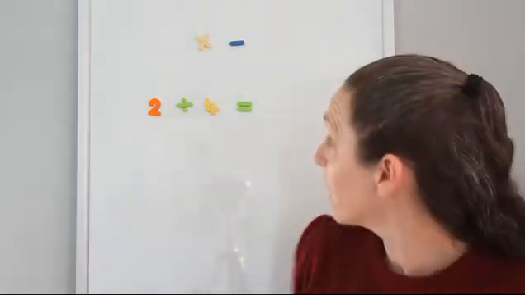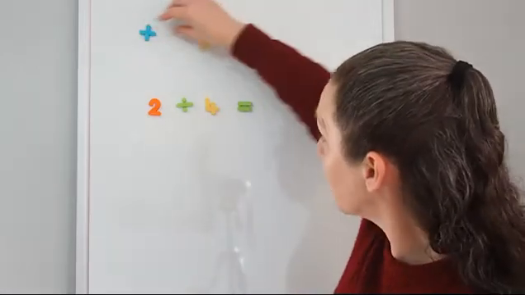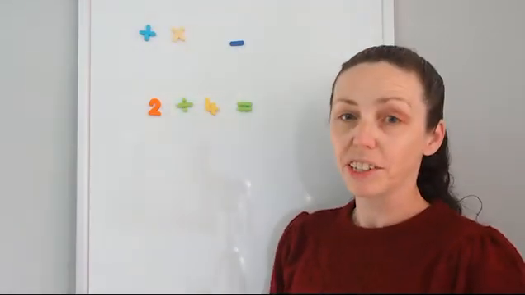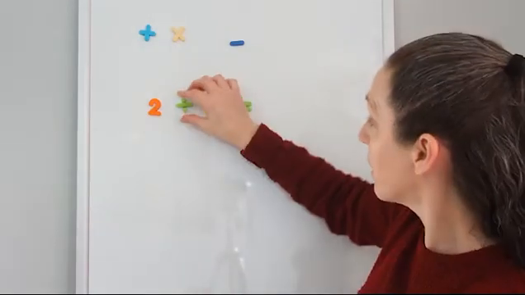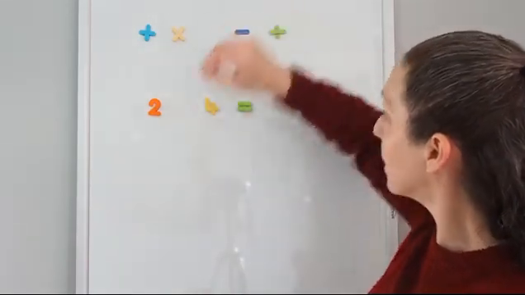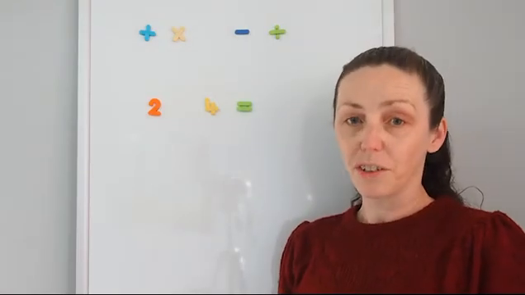So we need to remember, addition and multiplication are commutative. We can switch the numbers around. Subtraction and division are not commutative.